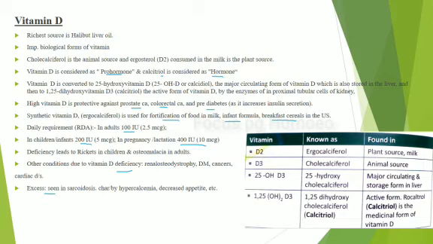Deficiency leads to rickets in children and osteomalacia in adults. Its deficiency also leads to renal osteodystrophy, diabetes mellitus, cancer, and cardiac diseases. Excess is seen in sarcoidosis and hypercalcemia, along with decreased appetite.